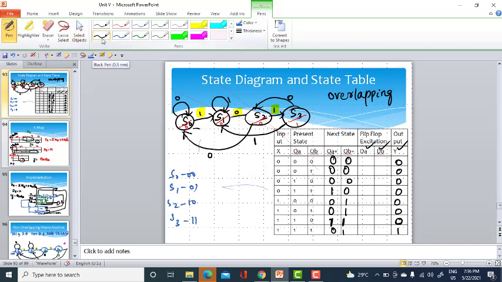I have decided to implement this using D flip-flops. With a D flip-flop, your next state will be your input. QA plus will be DA and QB plus will be DB. So fill in the same thing for DA and DB.